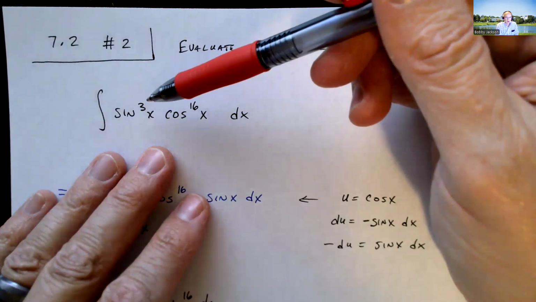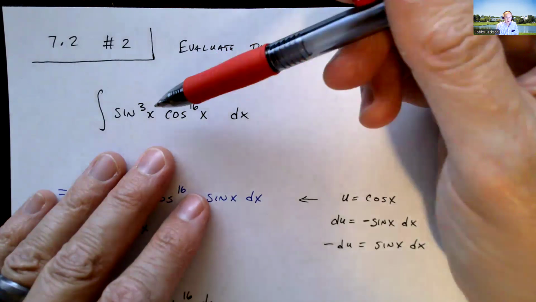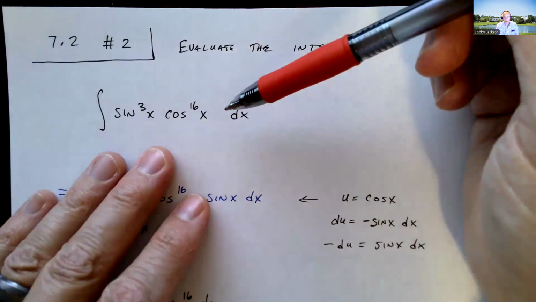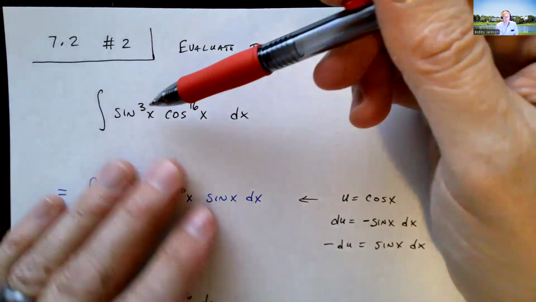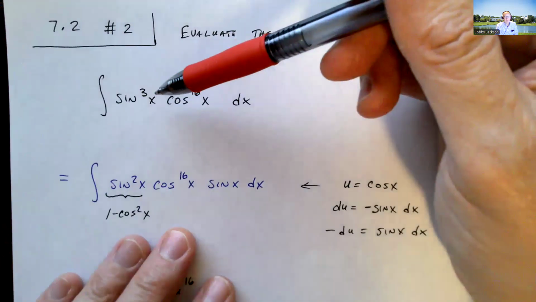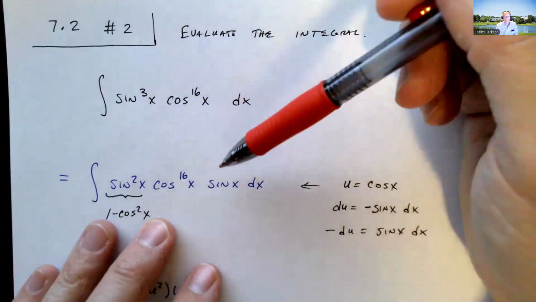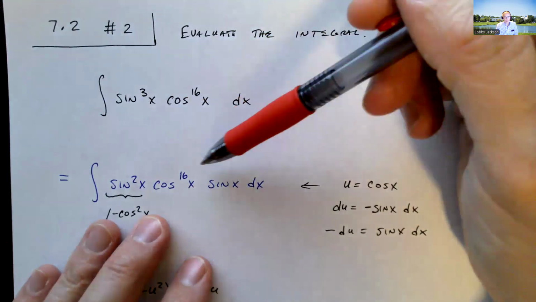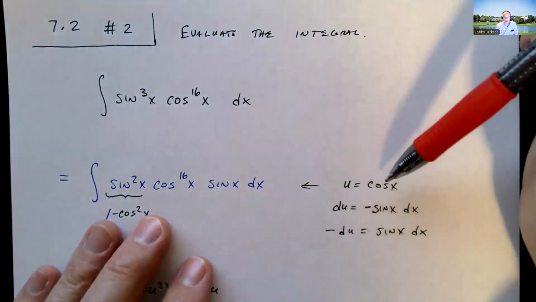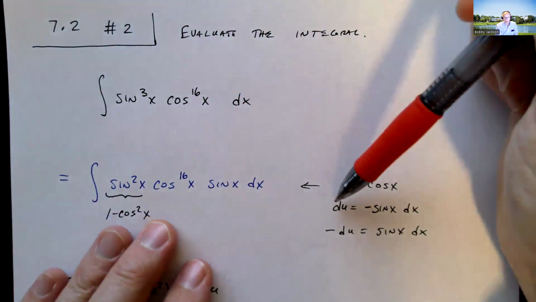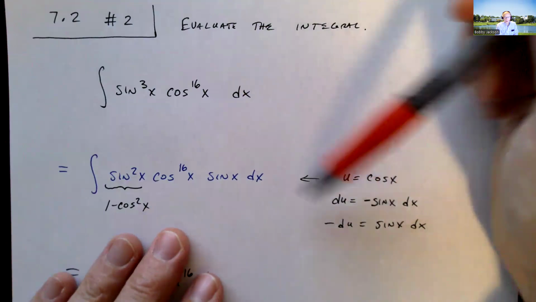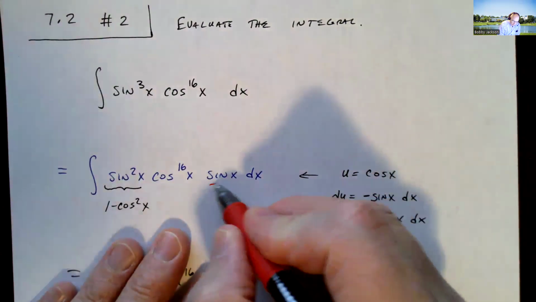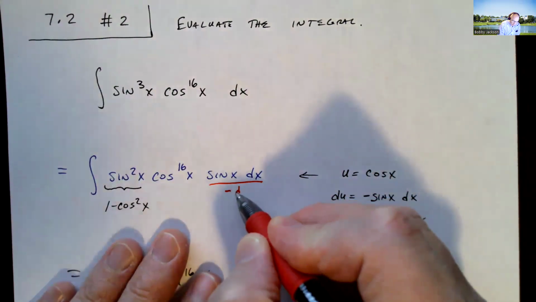Sine is cubed. So if we have an odd power of sine or cosine, we're going to peel off one of the factors from that odd power for our du. So I'm going to factor out a sine of x from sine cubed, leaving sine squared. There I'll have my sine of x for my du, and I'm going to let u be cosine of x. Of course, du is negative sine dx, and so I get negative du is sine dx. So this right here is my negative du.